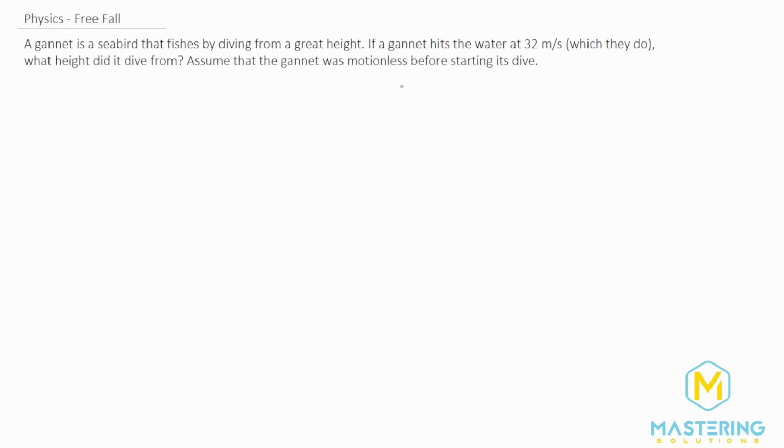In this problem, they say that we have a bird that fishes by diving down into the ocean, and it hits the water at 32 meters per second. They want us to figure out how high it was when it started the dive. They say that we're going to assume that it was motionless before the dive.